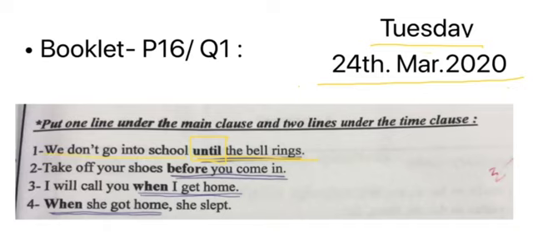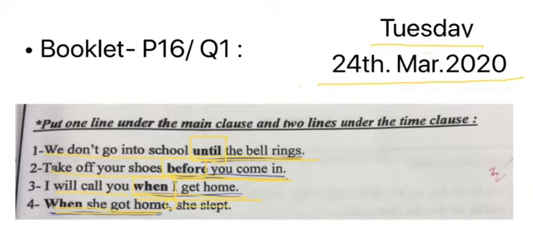Number 2, take off your shoes before you come in. Here is the time clause also because it starts with the adverb before, and here is the main clause. Number 3, I will call you when I get home. Also, here is the time clause because it starts with the adverb when, and here is the main clause. The last one is, when she got home, she slept. It starts with the time clause followed by a comma, and then here is the main clause.